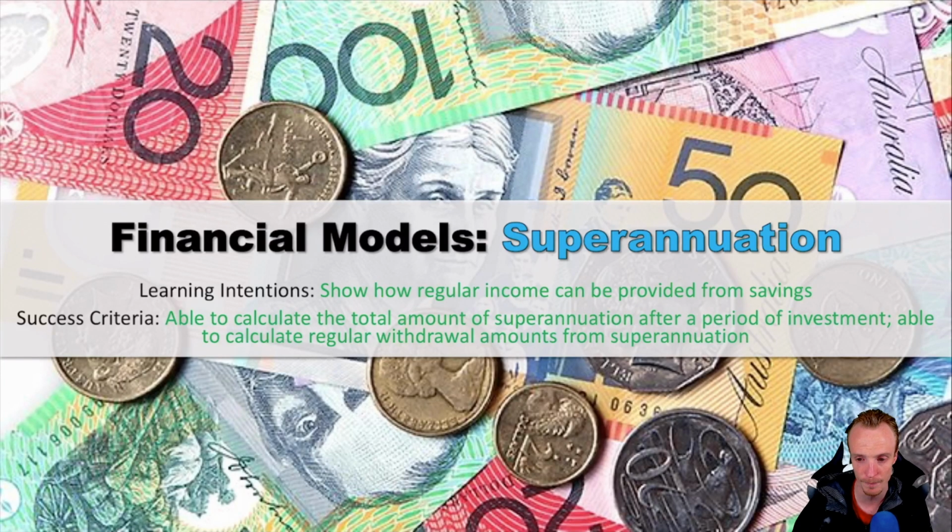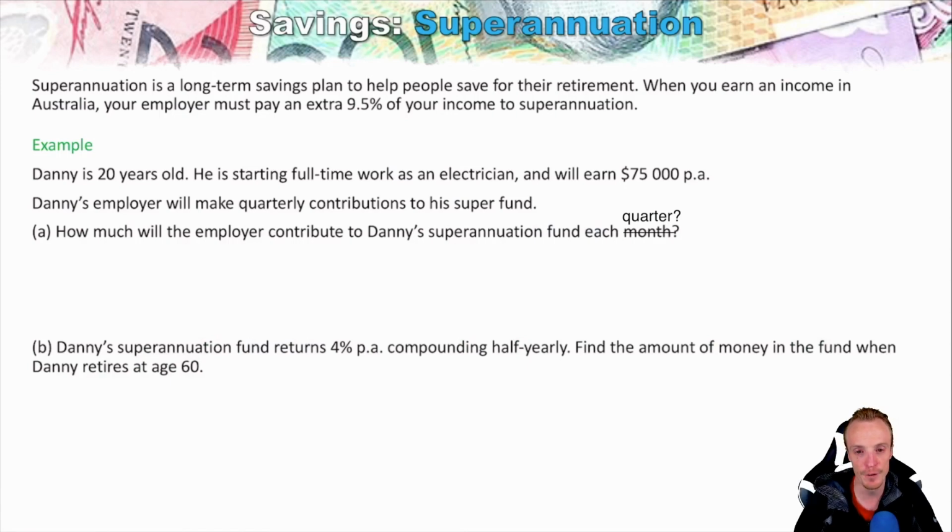So our learning intention is to show how regular income can be provided from savings. Those savings here being superannuation. We'll also look at how to calculate the total amount our super is going to be during a period of investment, and how to calculate regular withdrawal amounts from superannuation. So let's get started.